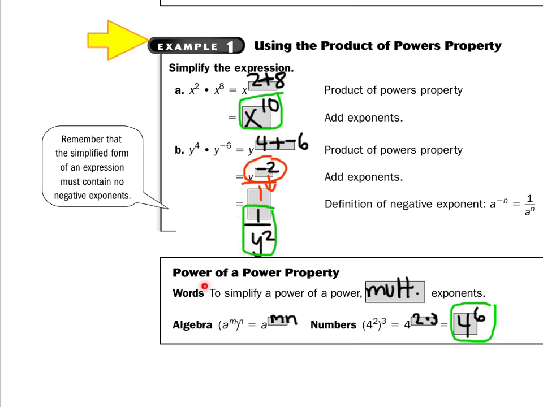Okay, take a look at this. Power of a power property. In words, to simplify a power of a power, we multiply the exponents. So let's say in algebra, I had in parentheses a to the m power, and that is raised to the nth power. Well, I just copy the base, and then I would circle the m times n, and that would just be the power, m times n. So take a look at numbers. If I had 4 to the 2nd power, all raised to the 3rd power, I'd copy the base, the 4, and then I'd circle the 2 times 3, and that would give me 4 to the 6th power.